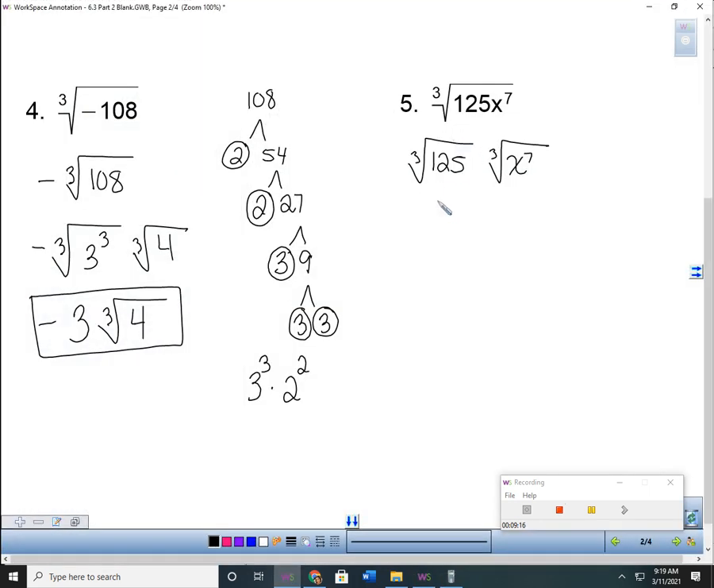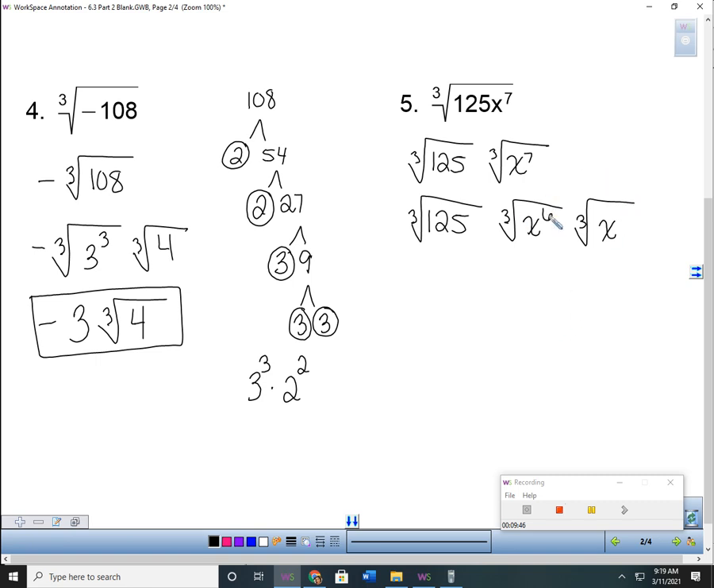Okay, so I already know that that's going to be a perfect cube. I'm going to leave it alone for a second. But will this 7 divide by 3? No, so I'm going to have to split it. And remember, I don't take anything out of the roots. I don't actually root anything until I have everything all split up. So what is the biggest number that's smaller than 7 that will divide by 3? That's 6, and that would leave 1x left over.